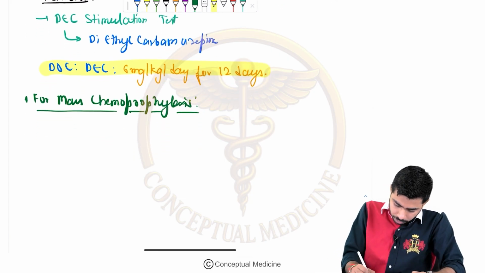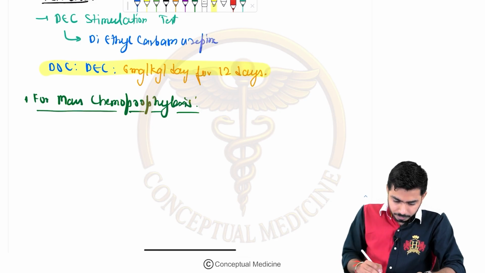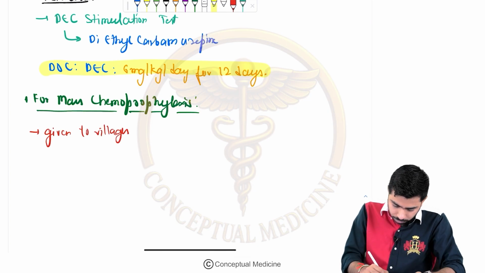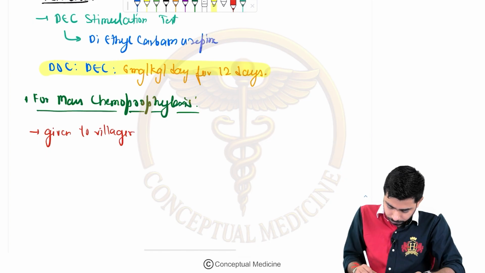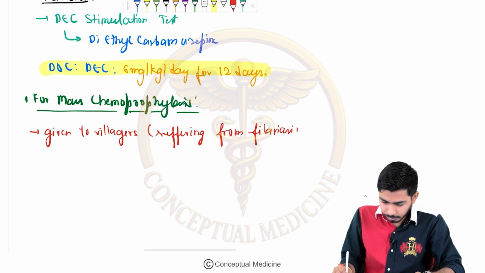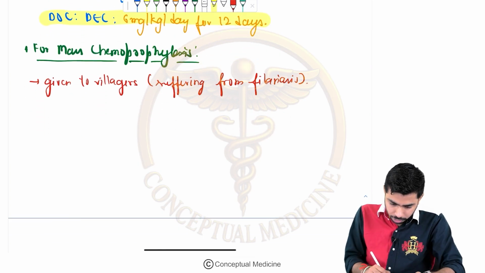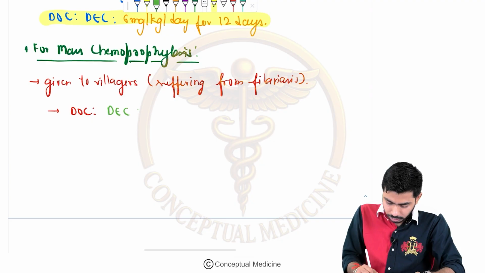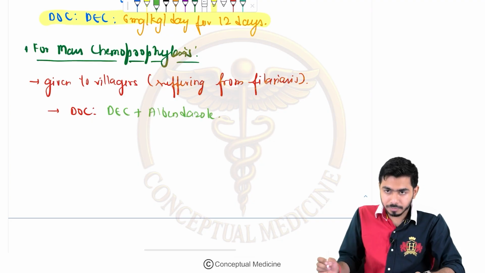So over here it will be given to villagers in that endemic area, villagers who are suffering from filariasis. What could be the drug of choice over here? The drug of choice for those cases will be DEC. Along with that, we shall be giving the deworming tablet, albendazole.